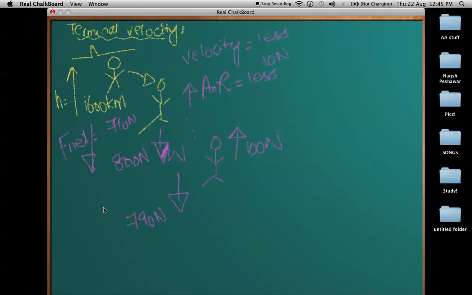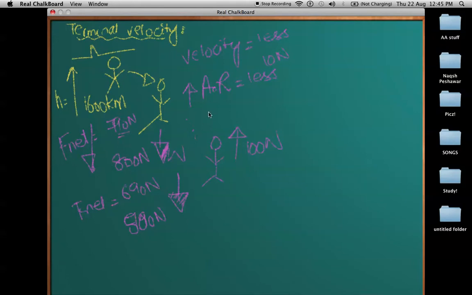So let's see what is the net. The weight is 800 newtons. Let's see what is the F net now. The F net would be 700 newtons. Obviously, it's still a lot, but the acceleration would be lesser than that earlier, because the F net has decreased.